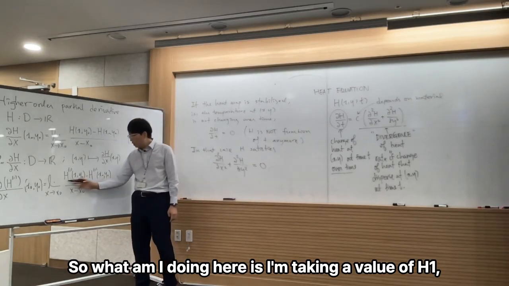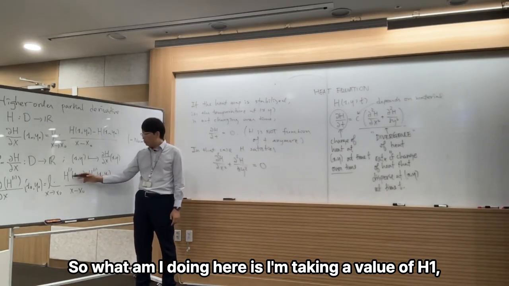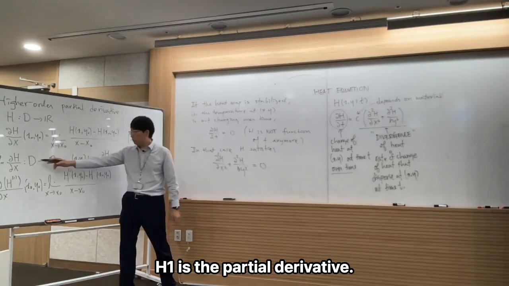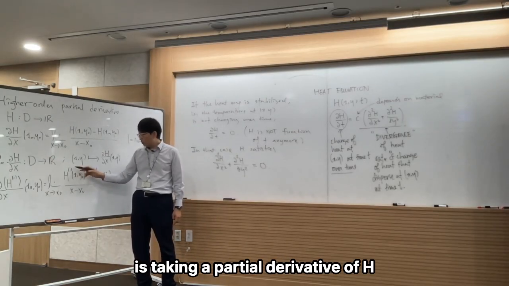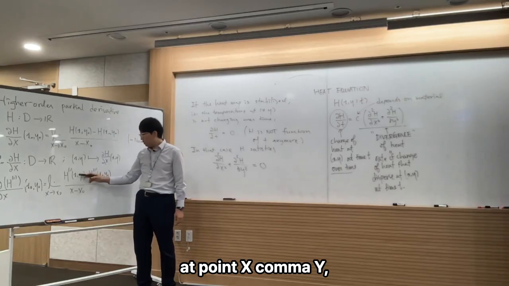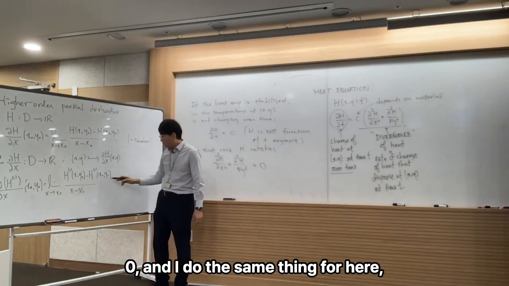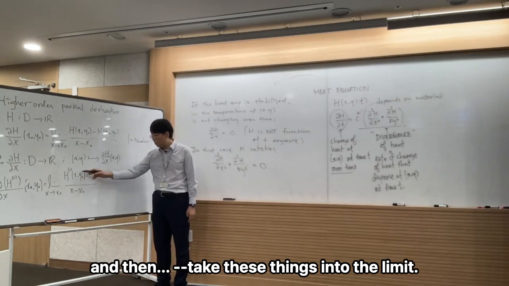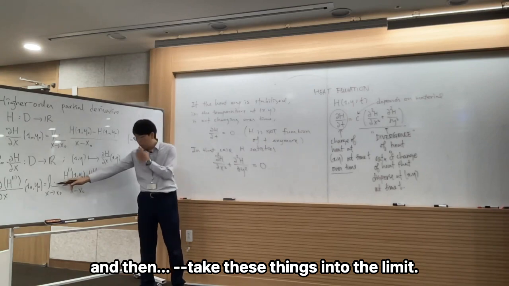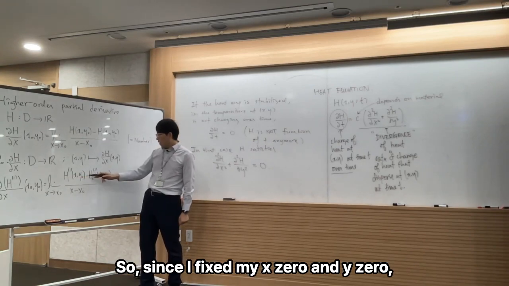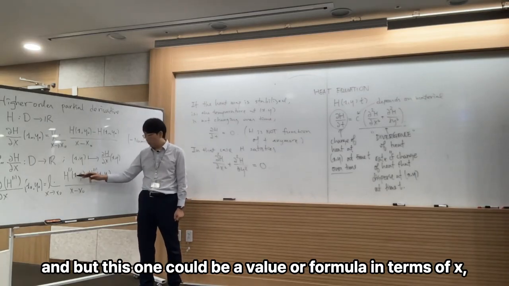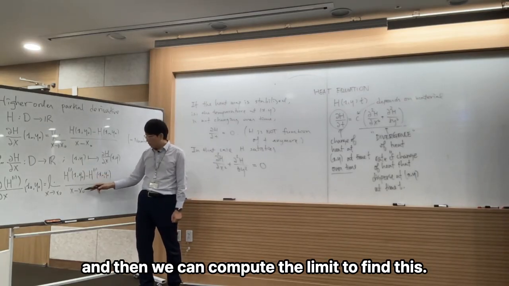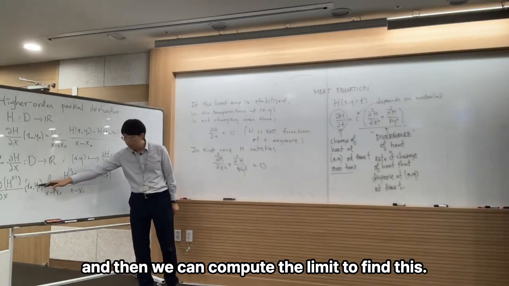So what am I doing here is I'm taking a value of h1, but what is h1? h1 is the partial derivative. So what I'm actually doing here is taking a partial derivative of h at point x, y0, and I do the same thing for here, and then take these things into the limit. So since I fixed my x0 and y0, this could be just a number, but this one could be a value or formula in terms of x. And then we can compute the limit to find this.